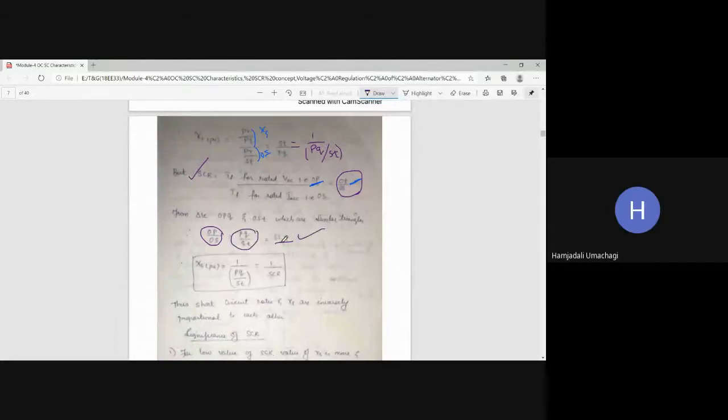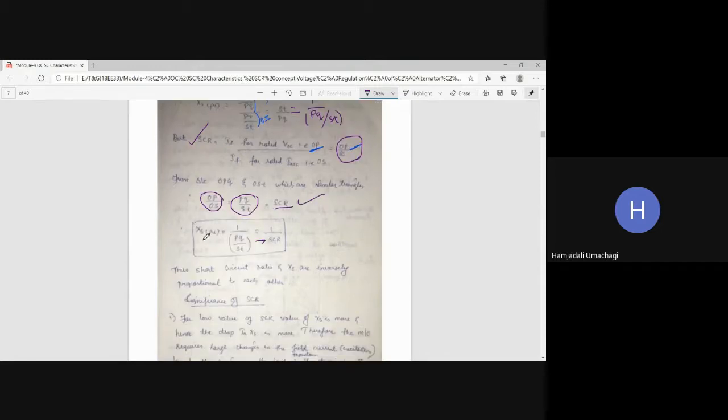PQ by ST is the short circuit ratio, SCR. Therefore, Xs per unit, which is also written as 1 upon PQ by ST, and PQ by ST is equal to SCR. So here, the short circuit ratio SCR and synchronous reactance Xs per unit are inversely proportional to each other. Higher the value of SCR, lower will be the value of Xs.